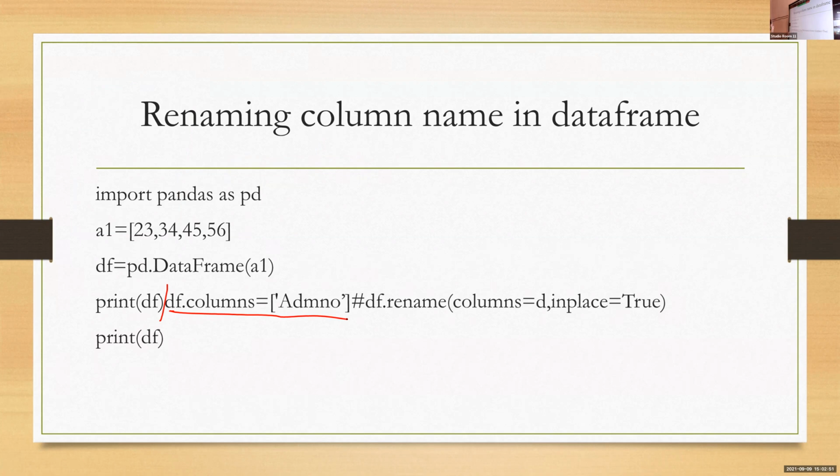After print df, next line write df.columns is equal to, within square brackets, give the column heading. So if I'm giving admin number within square brackets and single quotes, then we can set the column heading as admin number instead of 0. So for renaming the index value or column value with a new value, the statement is df.columns is equal to, within square brackets, give the value within single quotes. This is the naming procedure for a column.